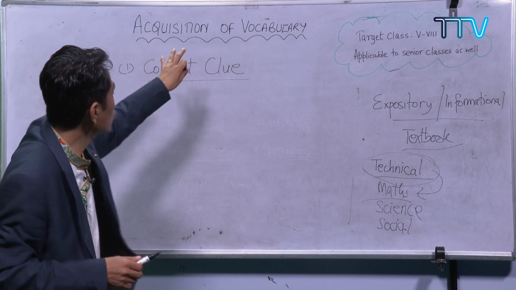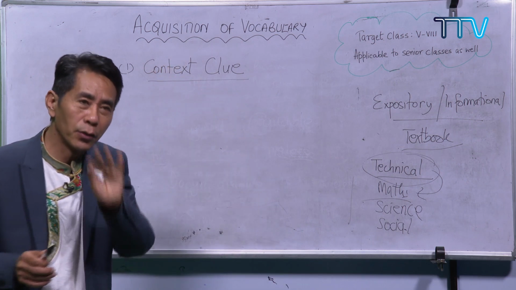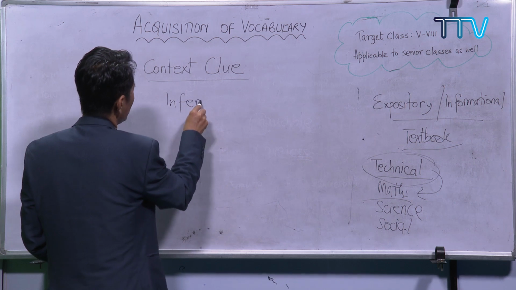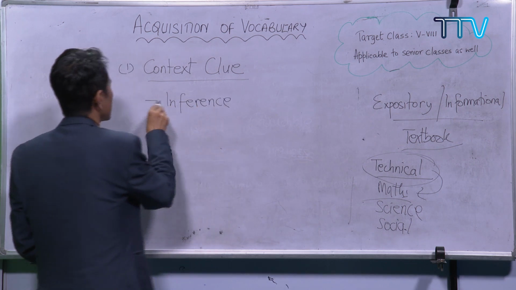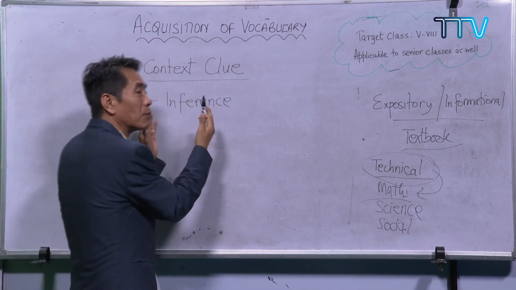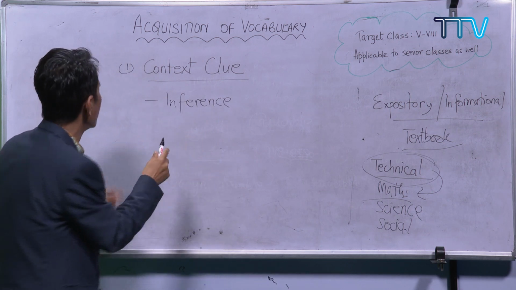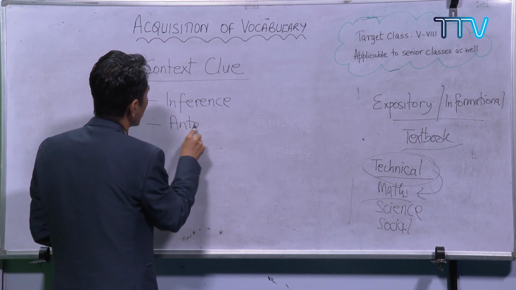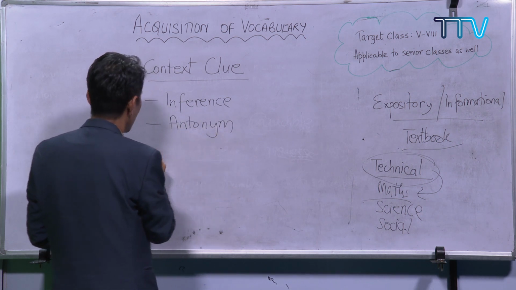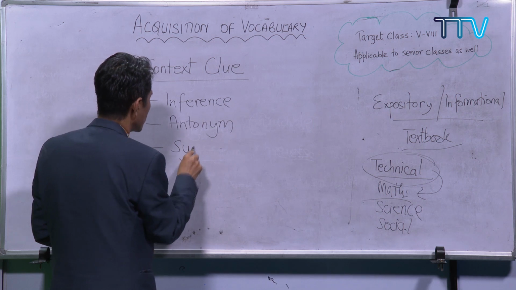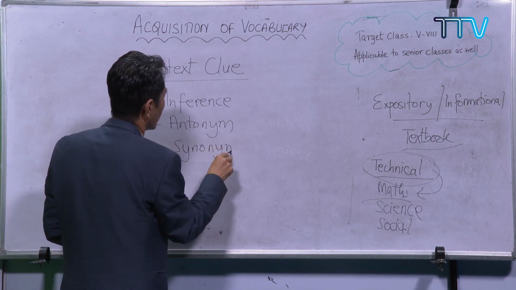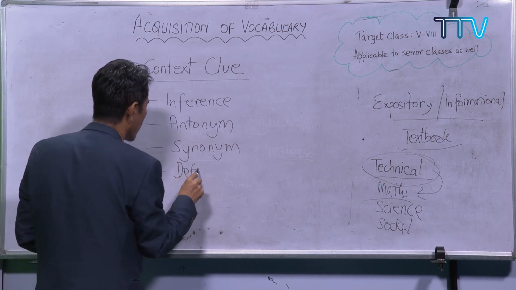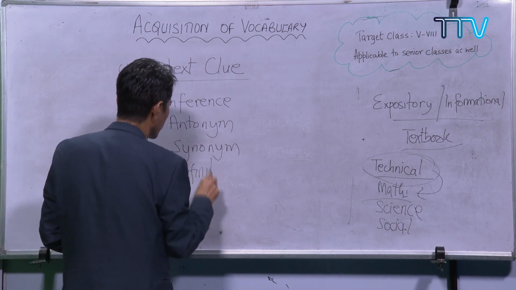The writers normally use context clues in several ways. The first one is inference. By giving some meaning, we can come to that conclusion. Then we have antonym, the opposite. We have synonym. Sometimes the writer gives us the definition.